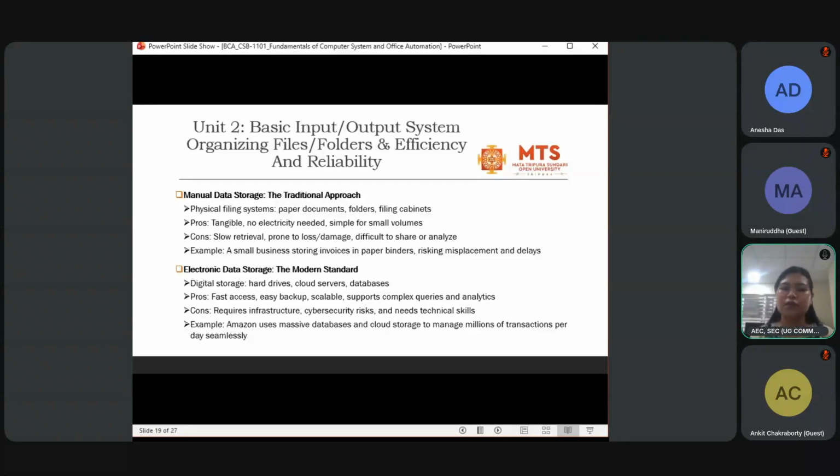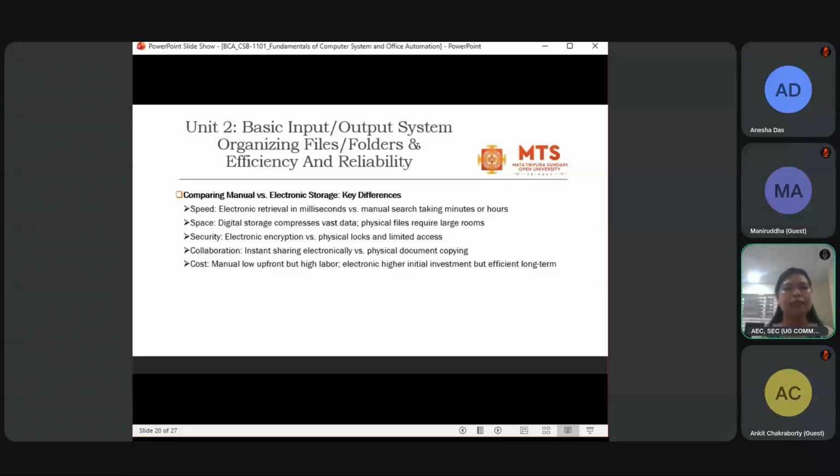Now, electronic data storage, the difference you see: digital storage like hard drive, cloud server, database, easily accessible from anywhere. That is the advantage of electronic data storage. Fast access, easy backup, scalable, and supports complex queries. Cons, disadvantages: requires infrastructure, cybersecurity risk, and needs technical skill also. Example: Amazon uses massive databases and cloud storage.